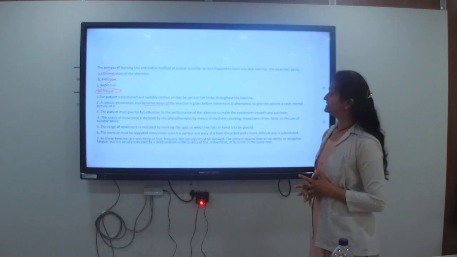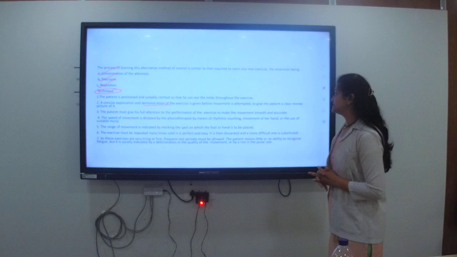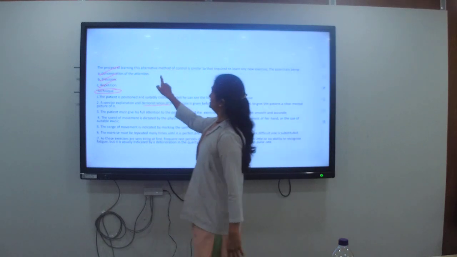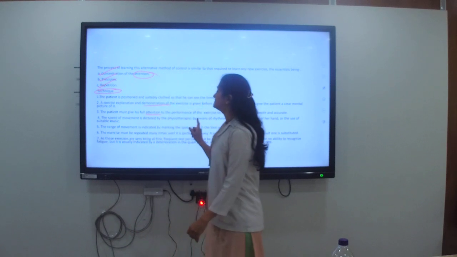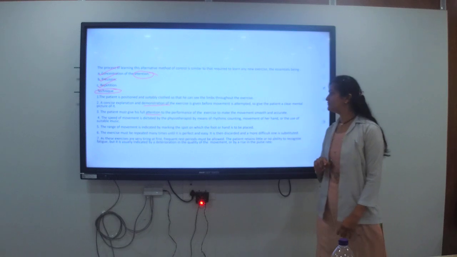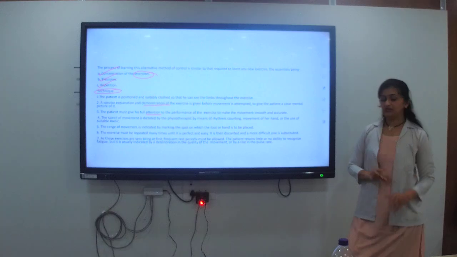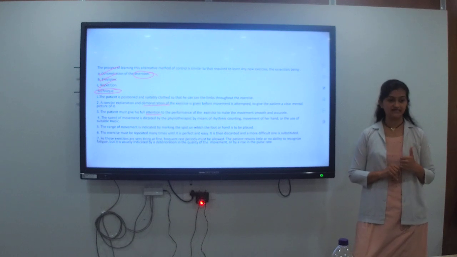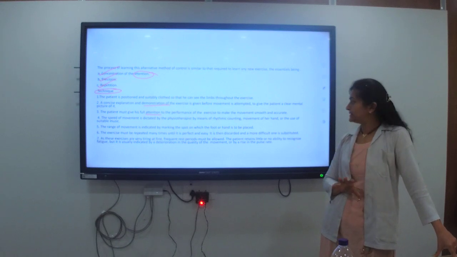The third technique: the patient must give his full attention to the performance of the exercise to make the movement smooth and accurate. So here comes your first principle, that is attention. The patient has to pay attention to whatever he is doing. He should not chit chat with the relatives. He should not have a phone in his hand. He should keep attending fully and perform properly.